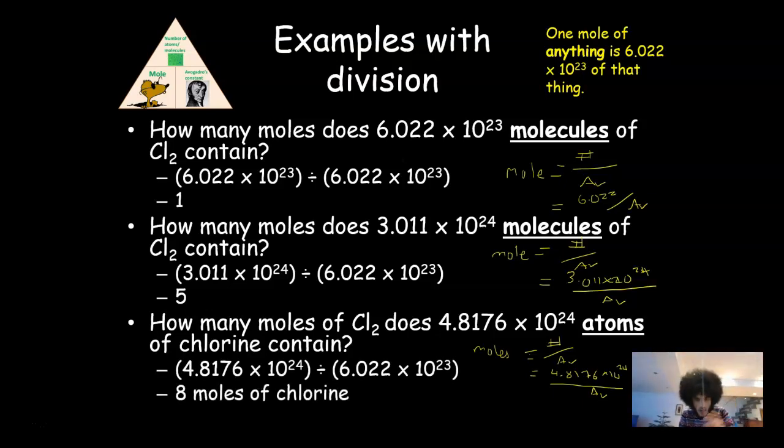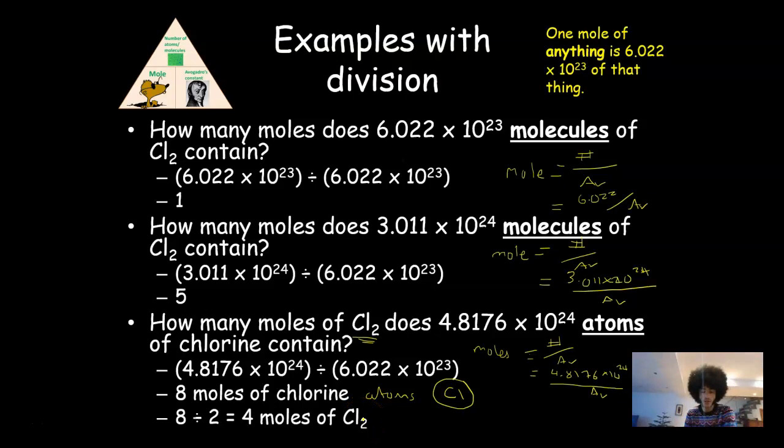Now the important thing here is that that gives me the number of atoms of chlorine. So that's individual chlorine atoms, but it doesn't tell me the moles of Cl2. Now, if I've got that many moles of chlorine atoms, to work out the number of chlorine molecules, I just have to divide that by 2. And that's 8 divided by 2, which equals 4 moles of Cl2. Tough problem, but you might get it, okay?